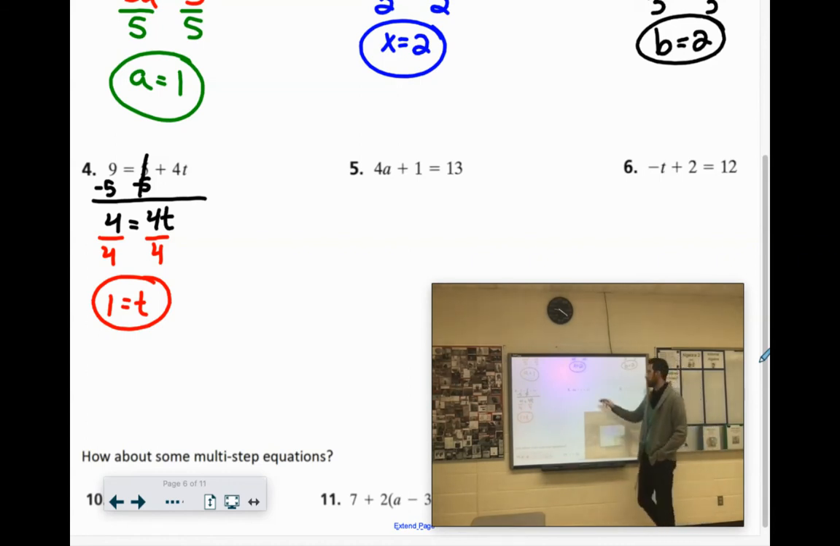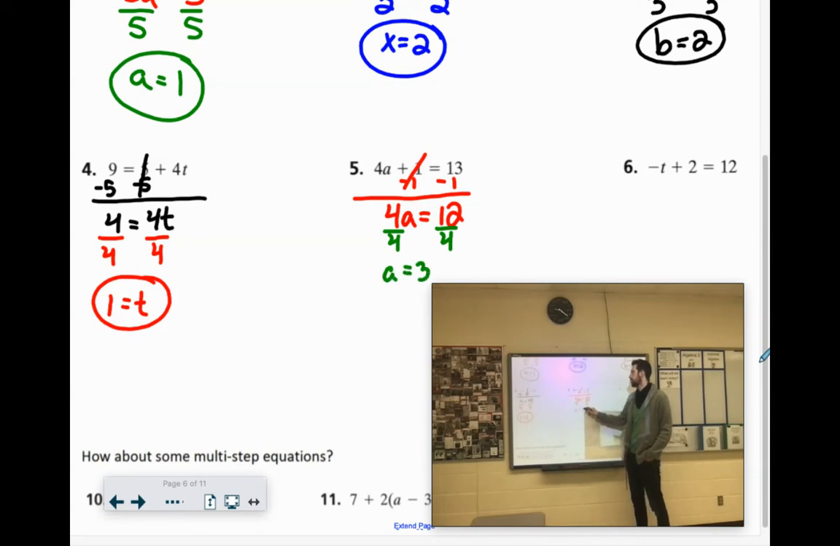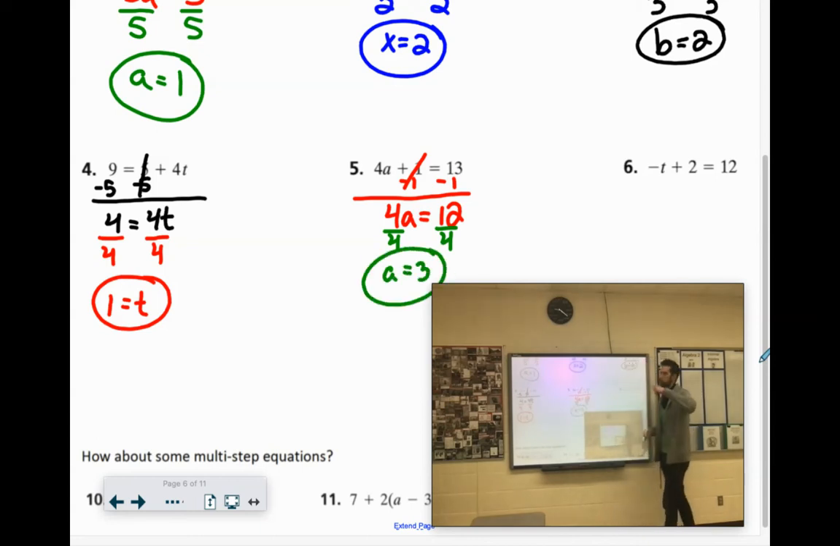4a plus 1 equals 13. We get rid of plus 1 by subtracting 1. 4a equals 12. And then we'll divide by that 4. a equals 3.